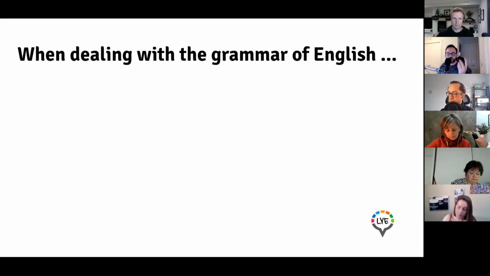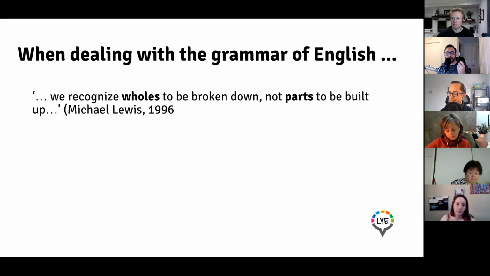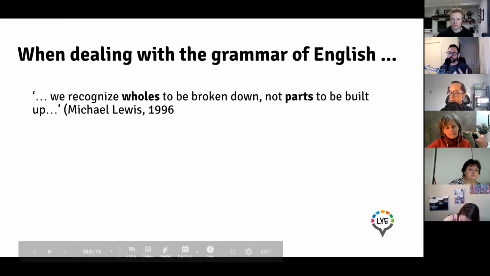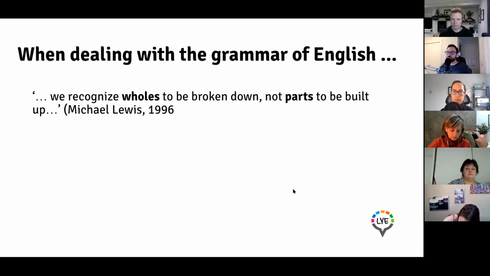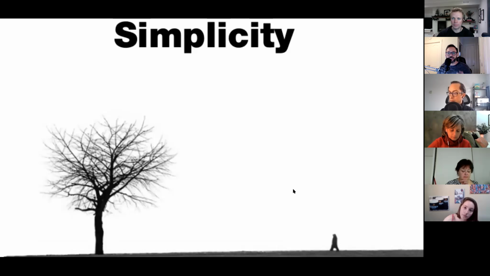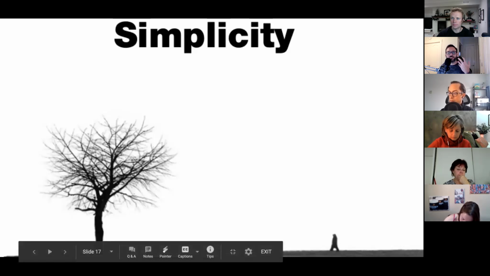And it's funny because when I was rereading The English Verb by Michael Lewis, I found this quote which connects to what we're trying to present here: that we recognize wholes to be broken down, but we don't recognize parts to be built up. So I think this quote by Michael Lewis emphasizes one of the underlying ideas of this session, which is this idea of simplicity.